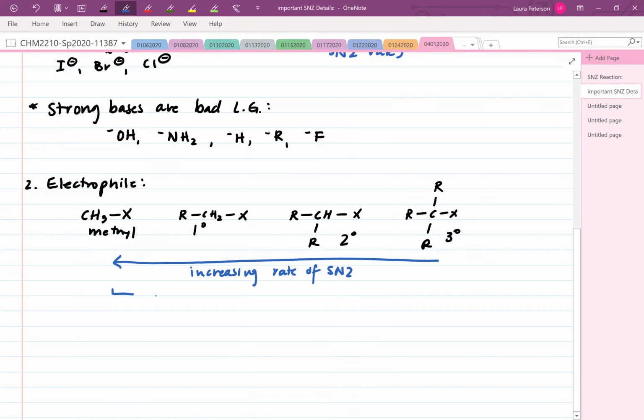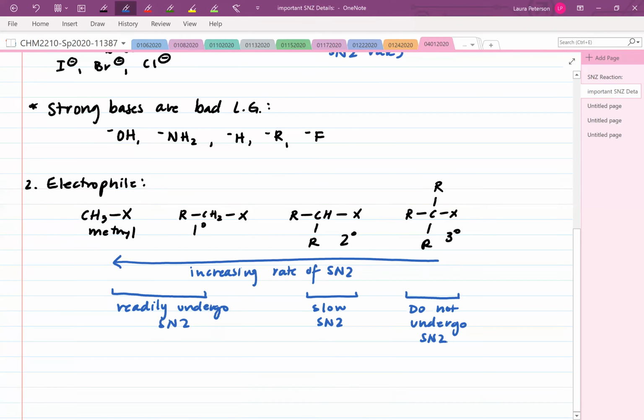So methyl and primary alkyl halides readily undergo SN2. Secondary halides have a slow SN2, and we'll see there's lots of competition with other reactions like SN1 and E2. Okay, and then tertiary halides do not undergo SN2. Okay, and we'll see that tertiary halides are good candidates for SN1. Okay, so if we have a tertiary halide, we can eliminate SN2 as a possible mechanism when we get to the competition between SN1 and SN2.